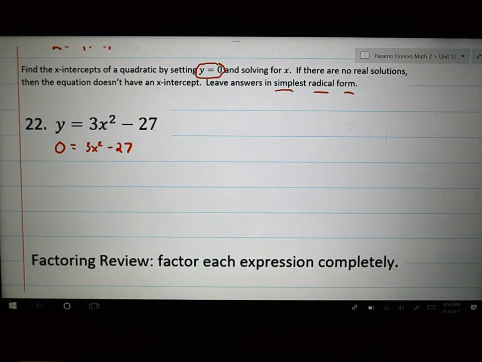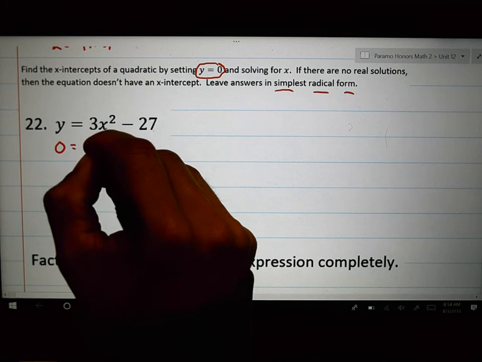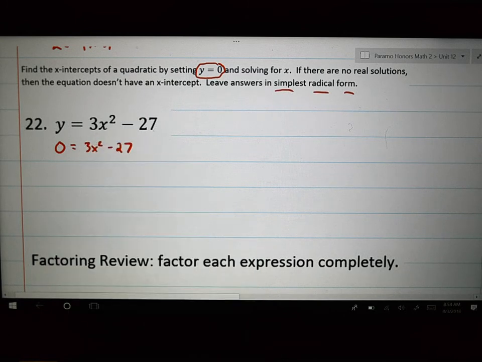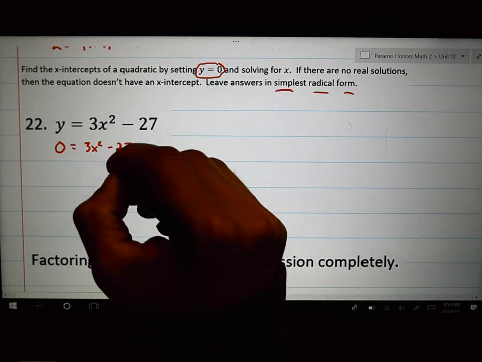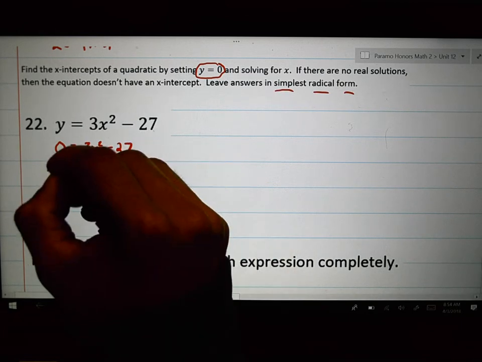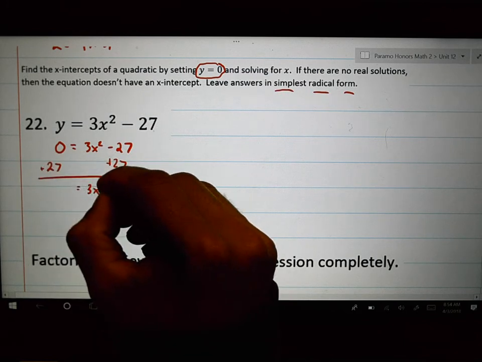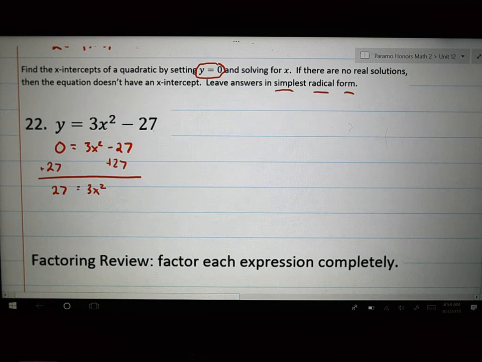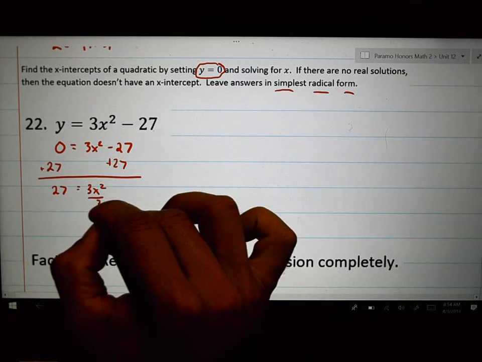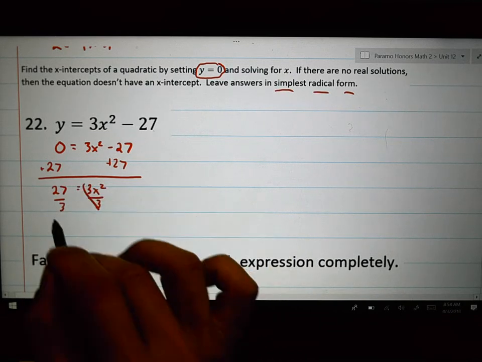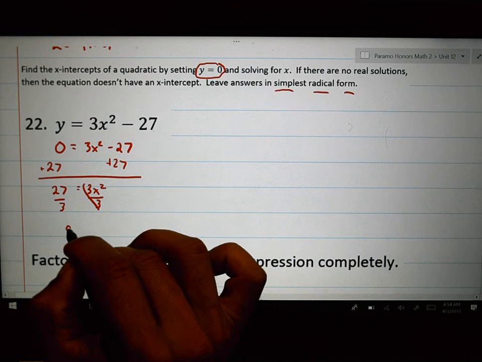And b is 0. Okay, so I could try to factor this if I wanted to, but I'm not going to. Instead, I'm going to add 27. 3x squared equals 27. I'm going to divide by 3. And I know that 3 goes into 27 9 times.